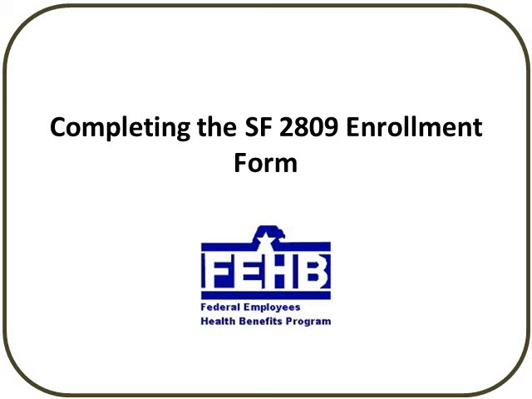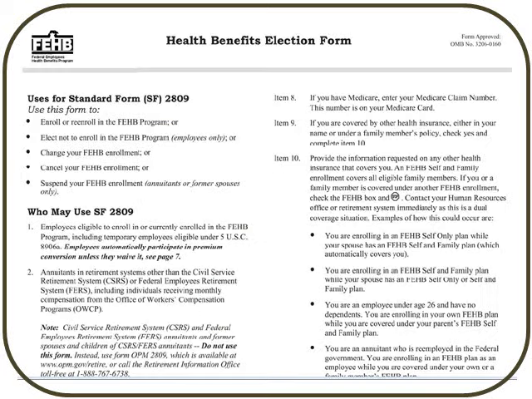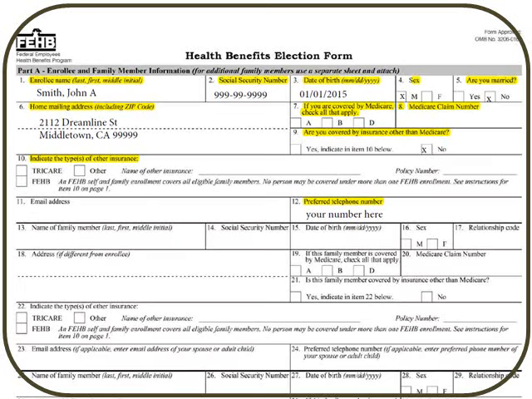Completing the mysterious SF 2809 enrollment form. The form is about 15 pages long. There are several pages of instructions. They're helpful. It'll also tell you what your future opportunities are. You only need to return the last 2 pages of the enrollment form to us.